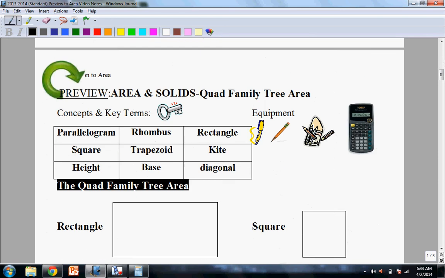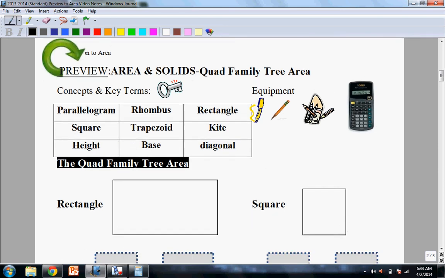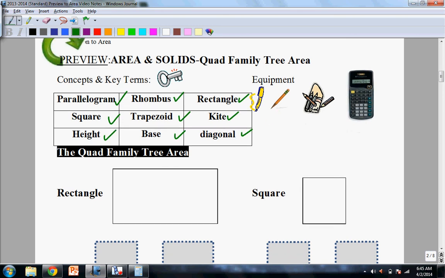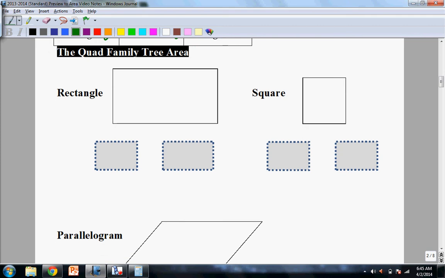Let's go ahead and dive into what we're learning today. Today we're going to introduce our final unit on area and solids. We're going to start with some basic area equations. Area of a parallelogram, a rhombus, a rectangle, a square, a trapezoid, a kite. We're going to talk about base and height and the concept of a diagonal. So we'll do the equations for a quad family tree.